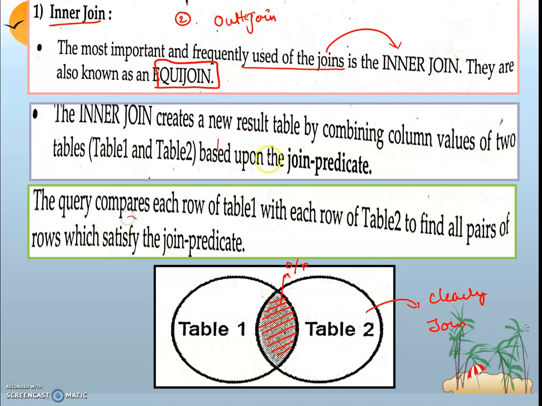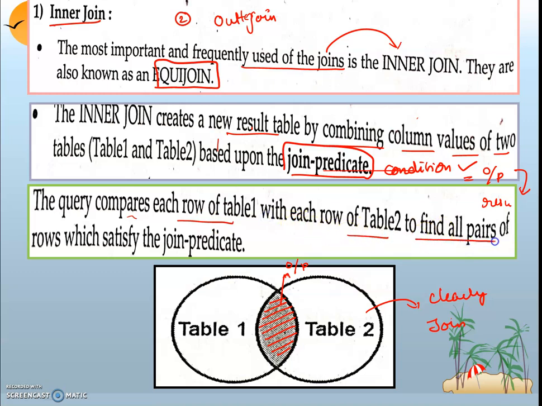Next, the inner join creates a new result table by combining the column values of two tables based on the join predicate. So based on what it is going to join, if you have any condition given, you can add the join along with the condition, and based on the condition only you will get the output from the resultant join table. Clear? Next, the query compares each row of table 1 with table 2 to find all the pairs of rows which satisfy the join predicates. Like how we have seen, only the condition that is satisfied, only those records will be pulled out. Okay, let's move on further.